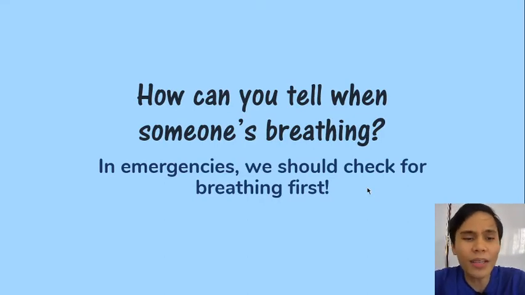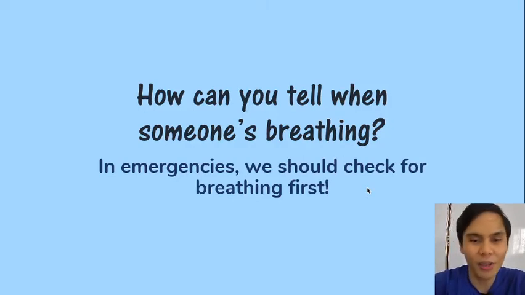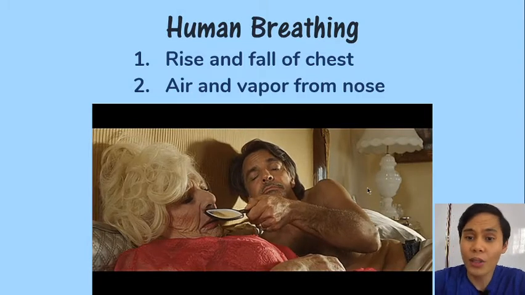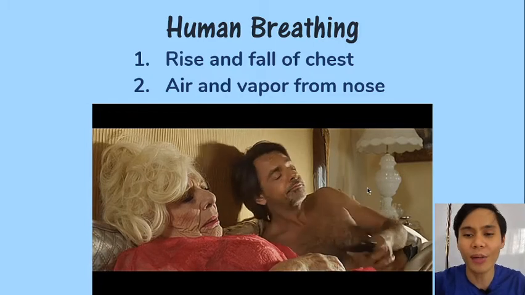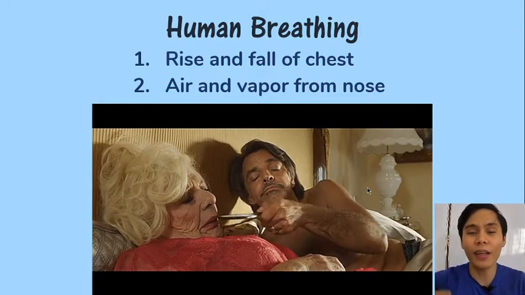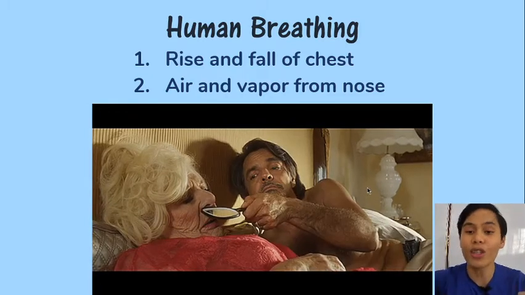So how can you tell when someone's breathing? It's actually the first thing you have to check if you are going to be responding as a first aid responder. If you see someone unconscious, you check their breathing first. How do we do that? First, we can check for the rise and fall of the chest. The respiratory system in humans is very much related to the chest area.